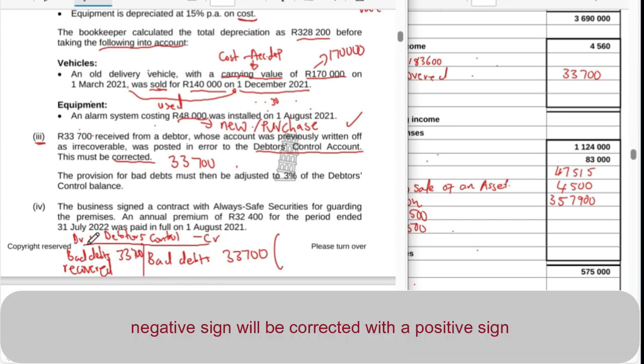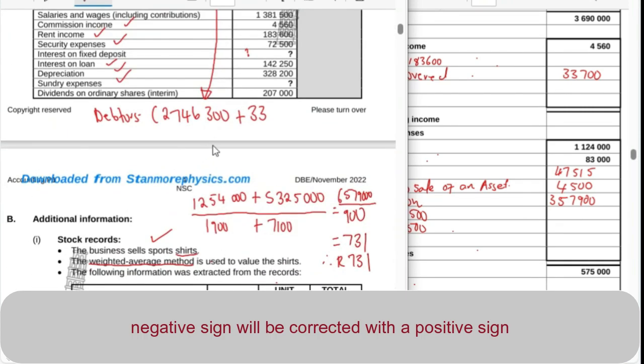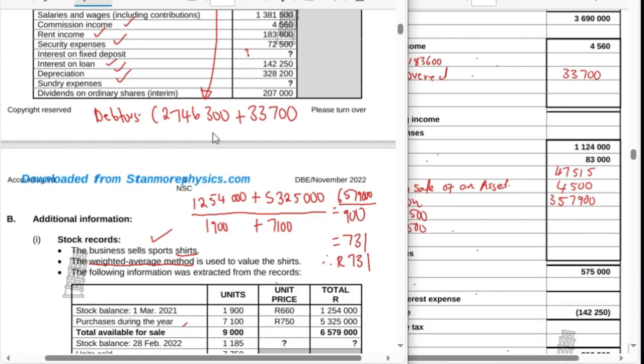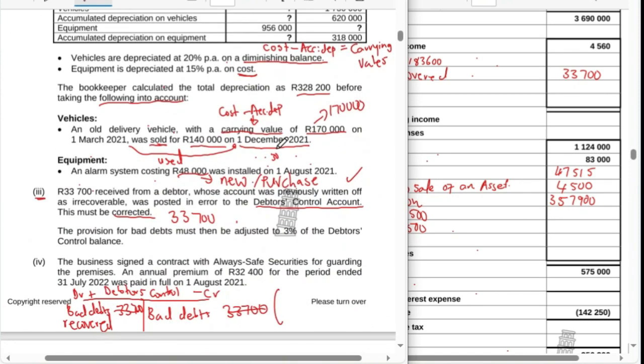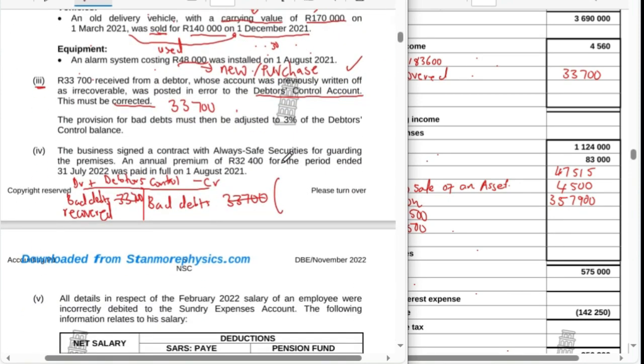To add it, so that this amount cancels this amount, and then at the end of the day we have 0, meaning so that this amount can be cancelled, we need to what? To add it under our debit side. Then it's going to be what? Added in our debtors control, 33,700. And then guys, now we can continue.